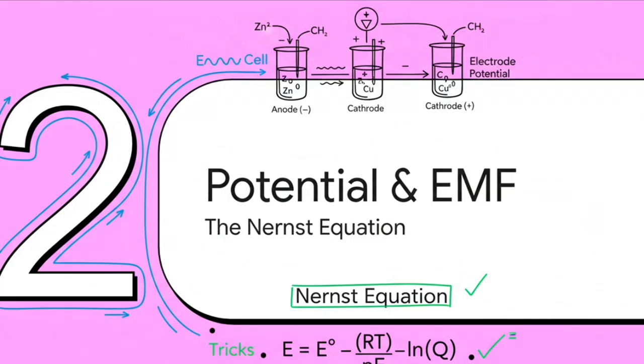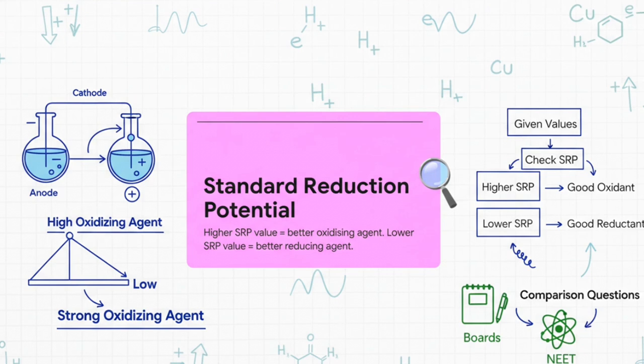Okay, let's get into the mathy part of the chapter. But don't worry, we've got tricks to make this easy too. We're going to talk electrode potential, EMF, and the big one, the Nernst equation. All right, here's a pro tip. Whenever a question gives you a bunch of values, the first thing you should look for is the standard reduction potential, or SRP. That's your key.